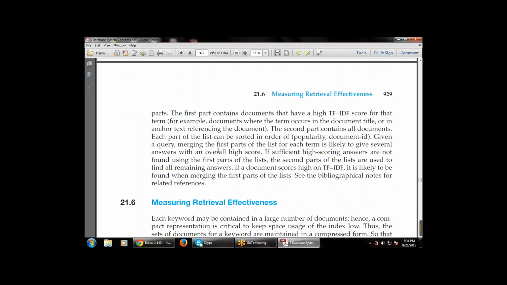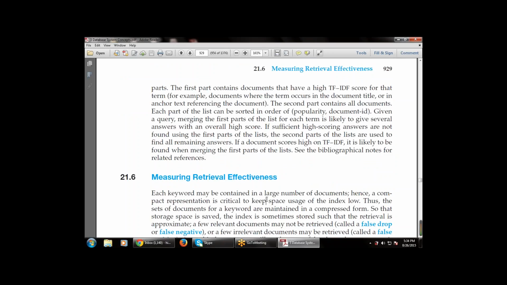Now, how to measure the retrieval effectiveness, that is, how well the data is retrieved. Every keyword may be contained in a large number of documents, hence a compact representation is critical to keep the space usage of the index low. Suppose I am finding a keyword such as "is", that will be available in a large number of documents. Hence, a compact representation is critical to keep space usage of the index low.